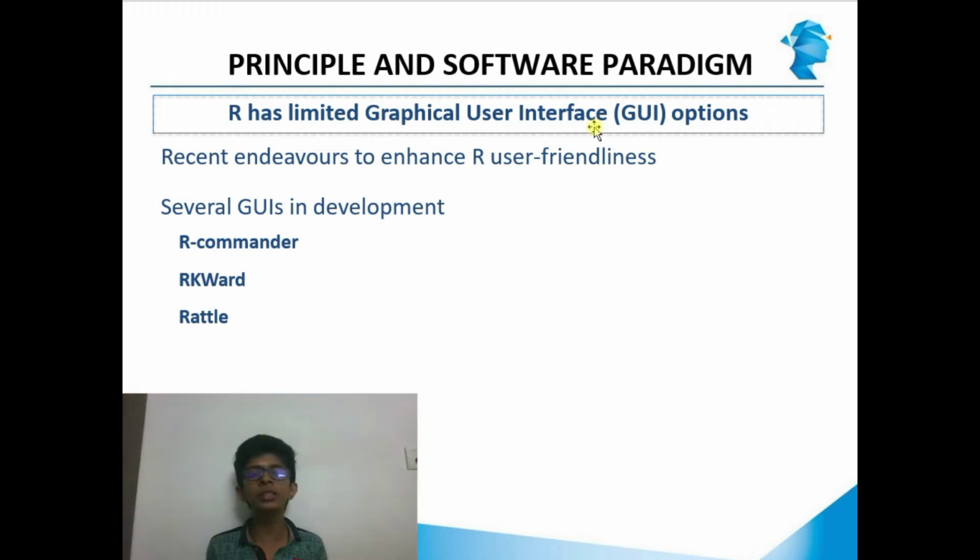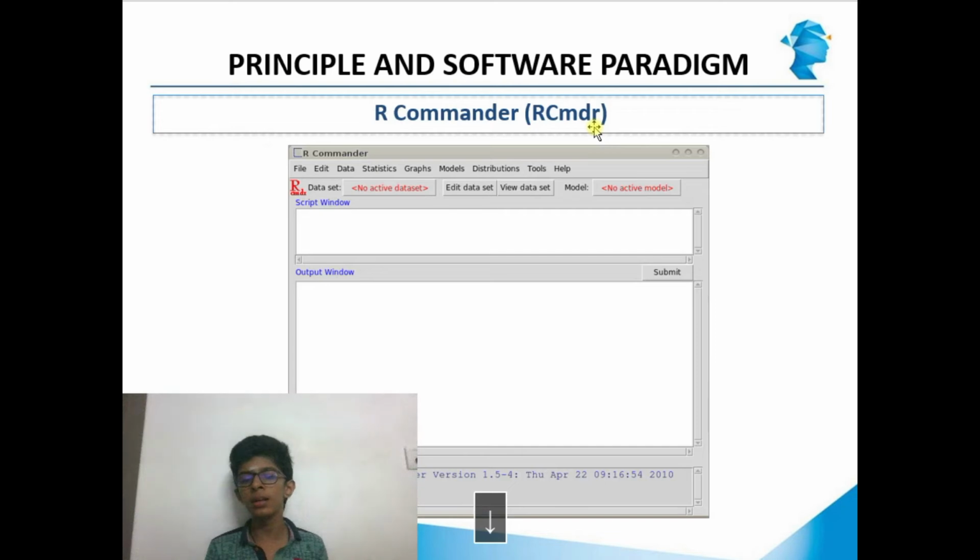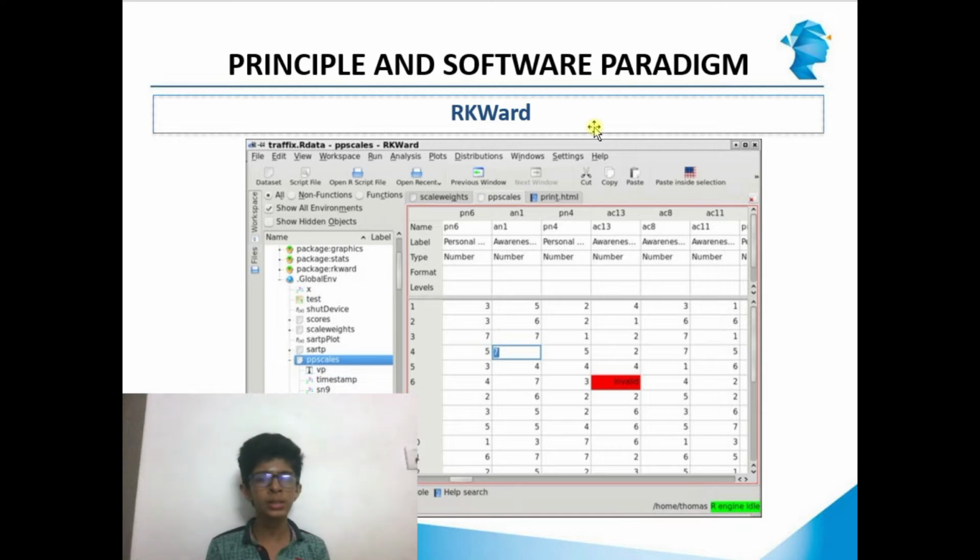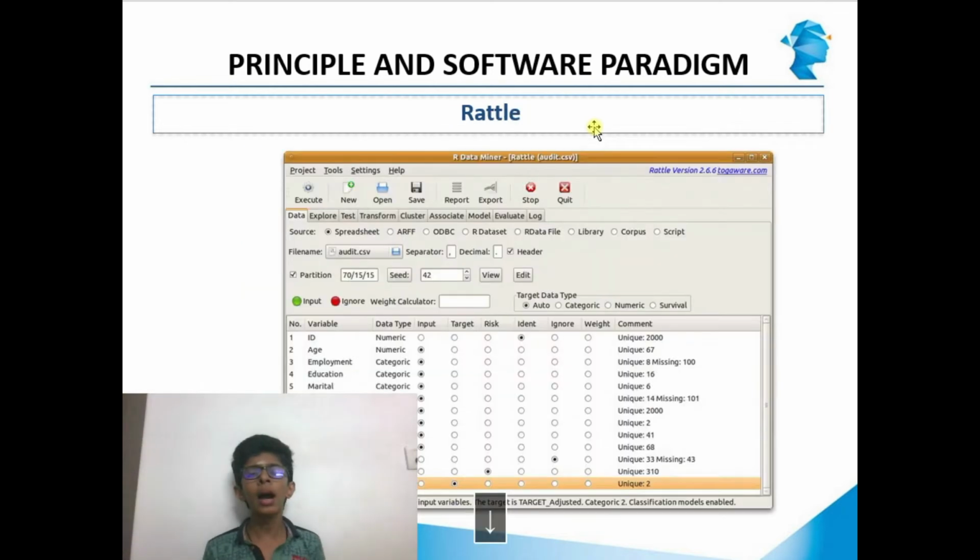In GUIs, the first is Rcmdr, R Commander. Okay, now let's see it. R Commander is a basic level of R. Let's also learn it in the second video of the R introduction. Now let's move to next. This is RKWard. This is an intermediate range. Okay, this is not the best, at the same time not the worst. And this is Rattle, the most advanced GUI software for R I have ever seen.